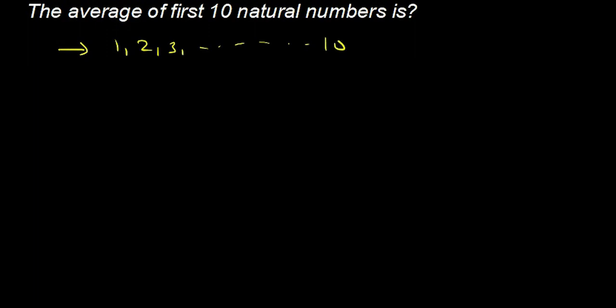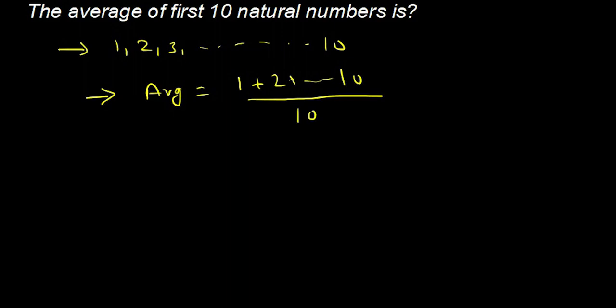There are two ways. First of all, what is the formula of average? So average is the sum of all the numbers, so 1, 2 till 10, divided by the number of numbers. So you have 10 numbers.